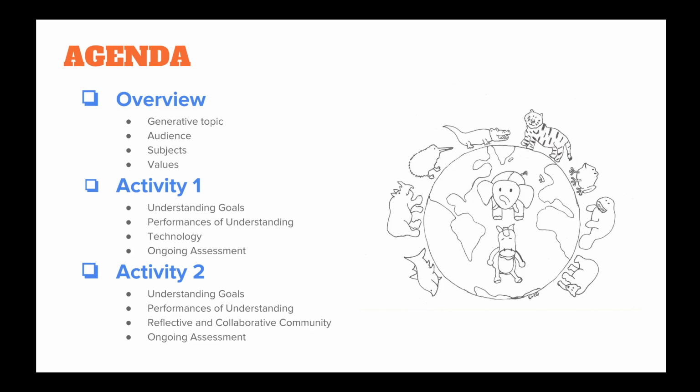Basically, it includes four main parts. Essential information of the project will be introduced in the overview. Then come two activities we designed based on TFU framework. Since we designed two activities to address a generative topic, we will introduce learning objective, performance, and assessment in each activity respectively. We will highlight how we design technology to help learning in the relevant section.